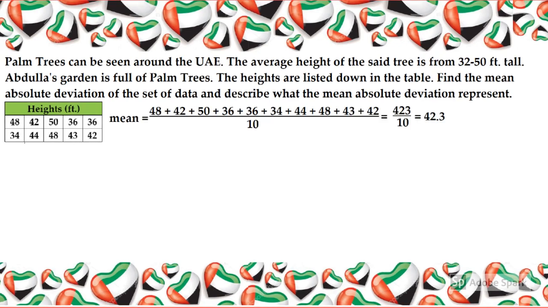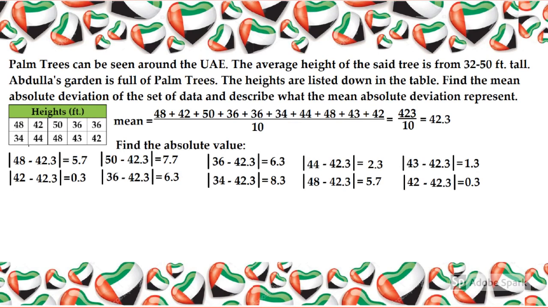We are going to get the mean by adding all the heights of the palm trees divided by the total number of trees that was measured. So it will give us 423 divided by 10, and the answer is 42.3. The mean is 42.3.